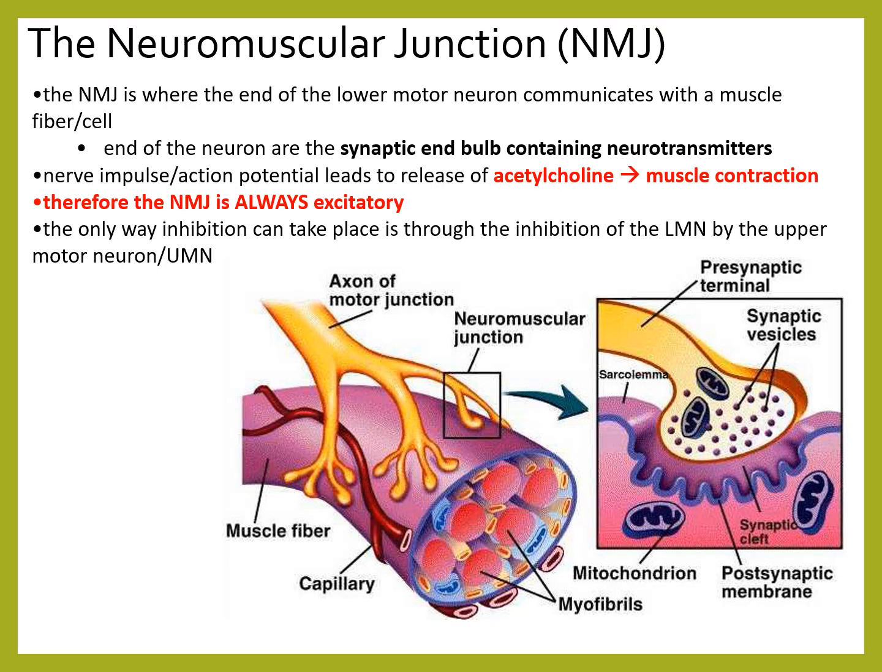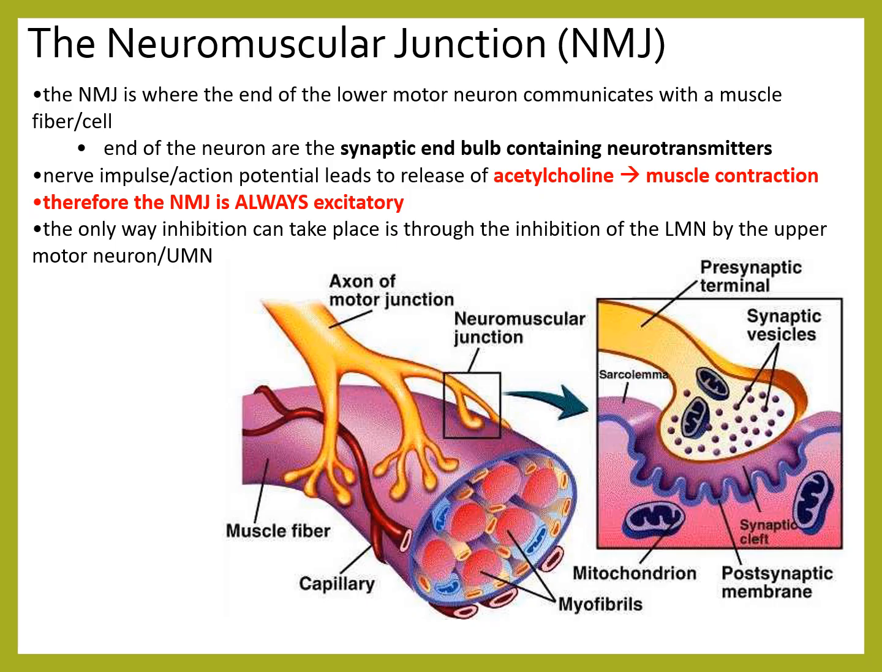Lower motor neurons communicate with muscle cells through a special kind of synaptic connection known as a neuromuscular junction. So the neuromuscular junction is where the end of the lower motor neuron communicates with a muscle fiber, or what we call a muscle cell. I'm going to remind you that the end of the neuron are structures known as synaptic end bulbs. So really what the neuromuscular junction is shown here over on the right-hand side of this slide. The synaptic end bulb containing neurotransmitters communicating across a cleft with the membrane of the muscle cell.